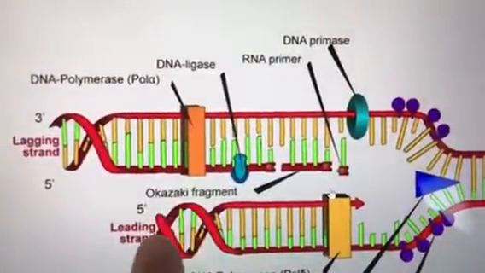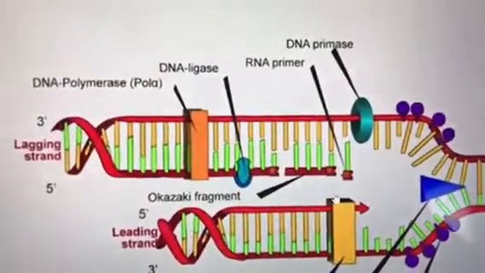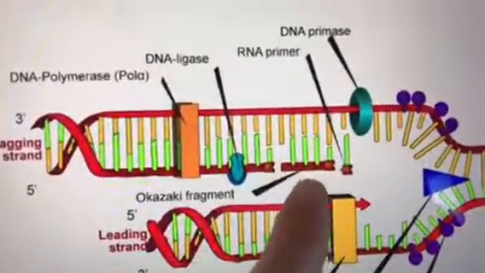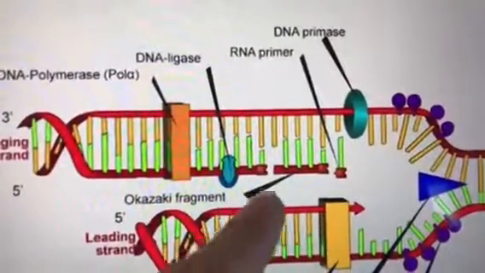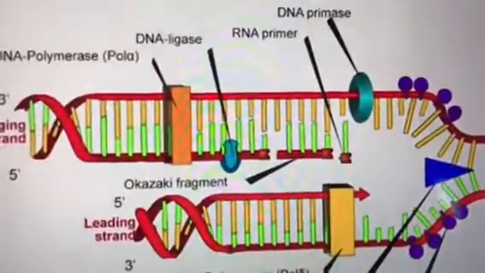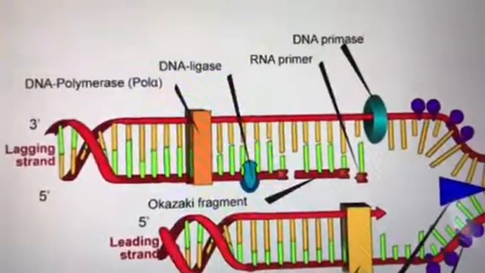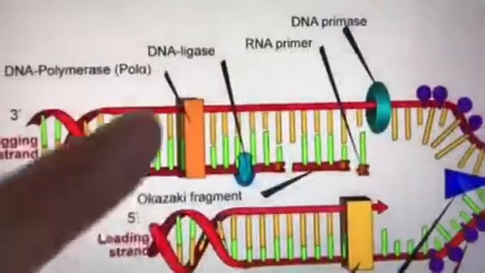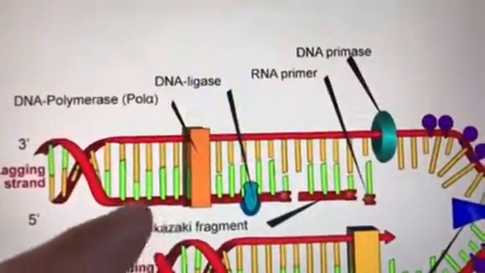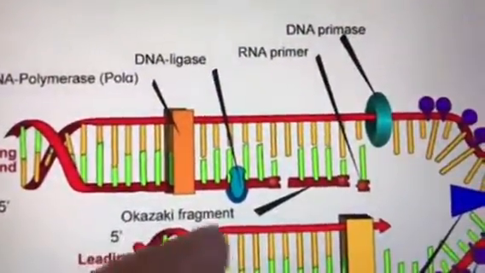Then DNA polymerase adds the thymine. Because RNA is here and then DNA here, RNA and DNA can't join, so they run into each other. And so the enzyme DNA ligase, which is right here, will clean up this mess, and the DNA polymerase will be able to continue its job.